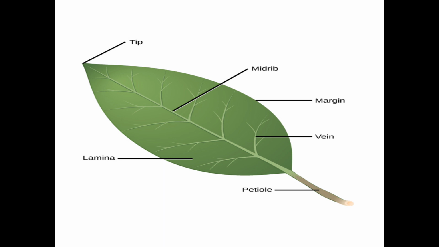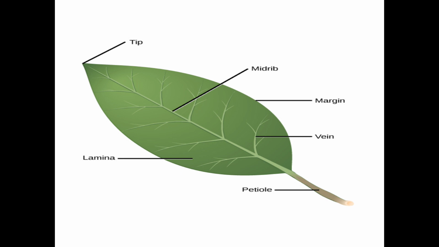In the lamina, there are veins, the midrib, and the outer cover of that leaf, the outer margin, is called the leaf margin. And now we will discuss the types of leaf.